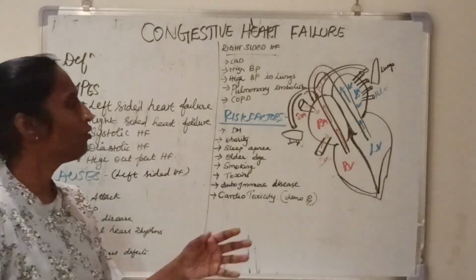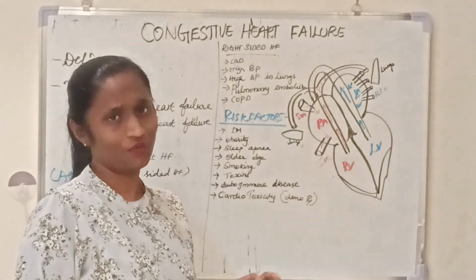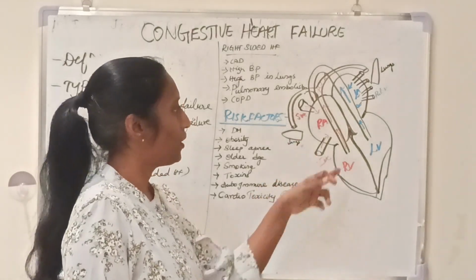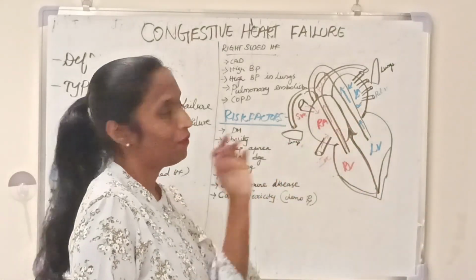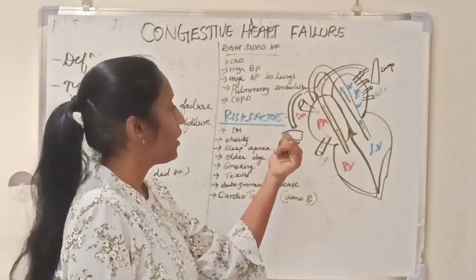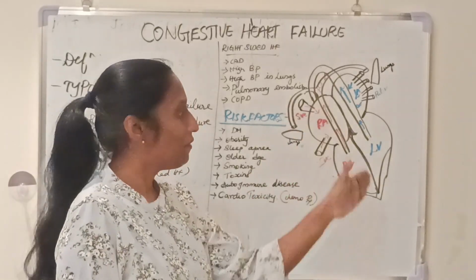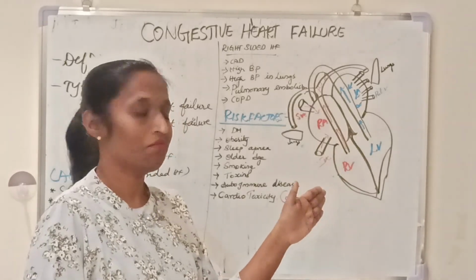As you already know about the anatomy and physiology of the heart, hope you know. This is the right atrium, right ventricle, left atrium and left ventricle of the heart. The right side has the deoxygenated blood, and the left side has the oxygenated blood.